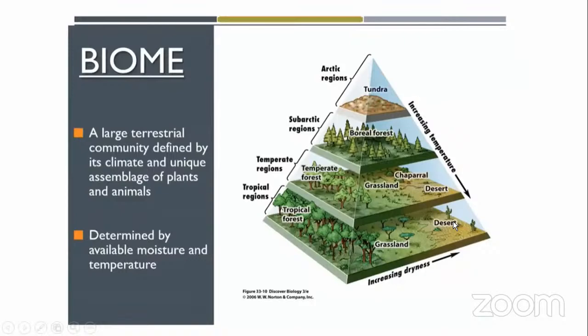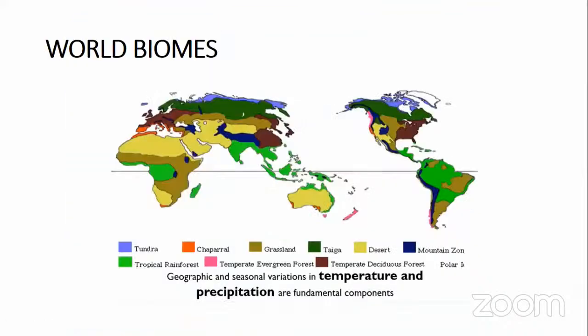You can see here grassland, desert like this, and increasing dryness, here increasing temperature. So that means this tundra is with the least temperature. And this is the distribution of all biomes. You can see polar regions will be tundra, of course, kind of blue color, and tropical rainforests are nearer to the equator.